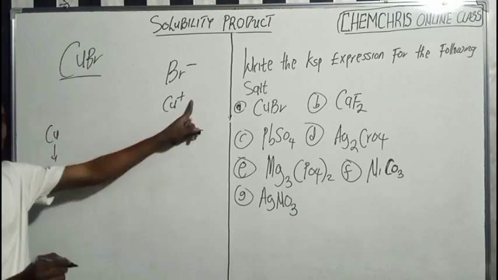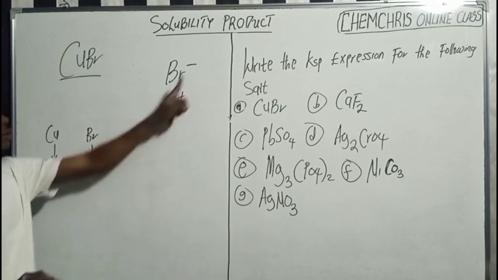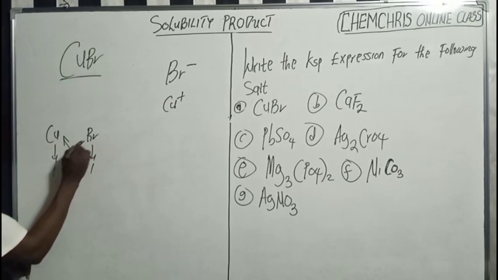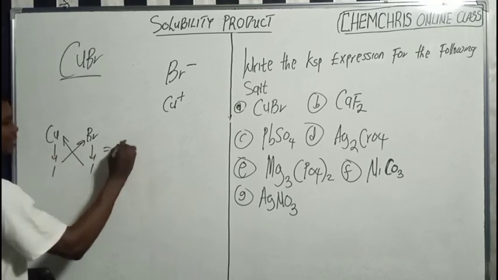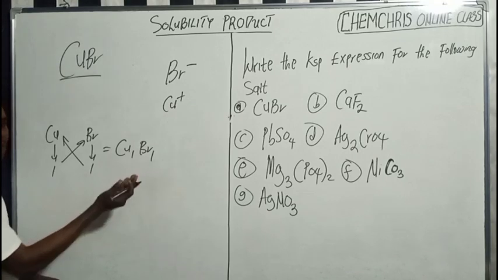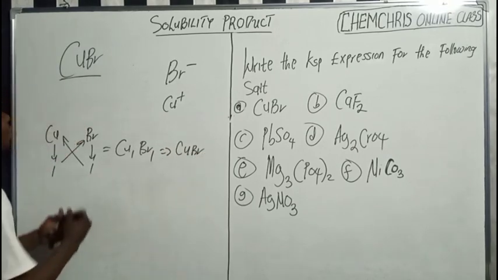This one is +1 because of the charge. Then Br is -1. If you write it here, this one moves here to form Cu1Br1. There's no point putting the one, so it's going to be CuBr. Can you see that? So that's why we are also here.